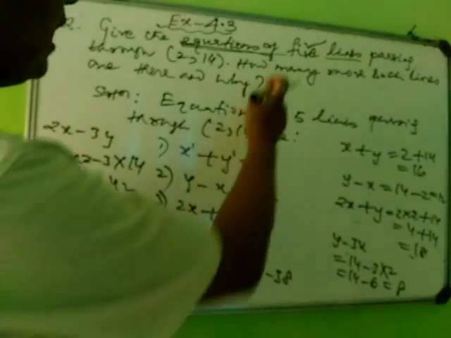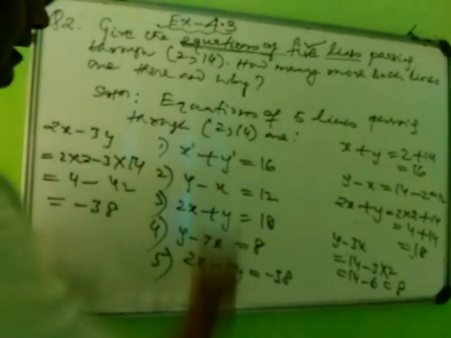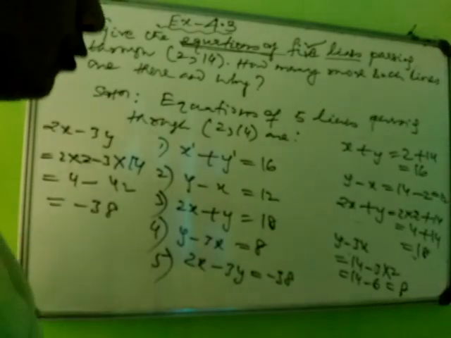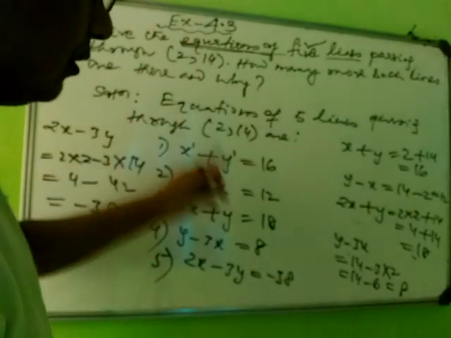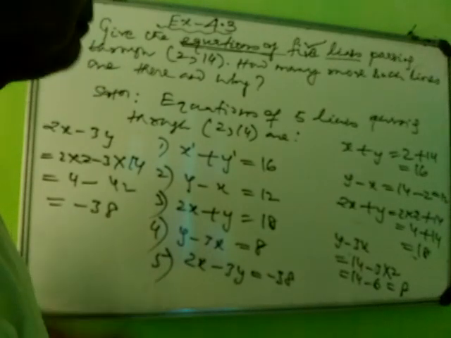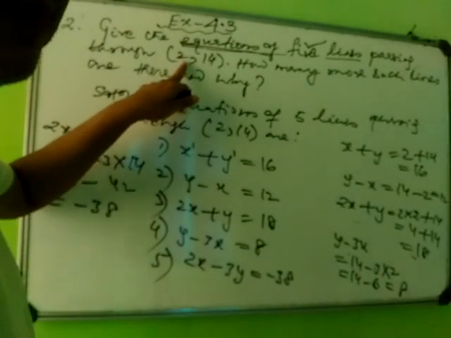So that is why now, how many more such lines are there? So there are many more lines we can draw. Why? Because infinite number of lines can pass through the point 2, 40.